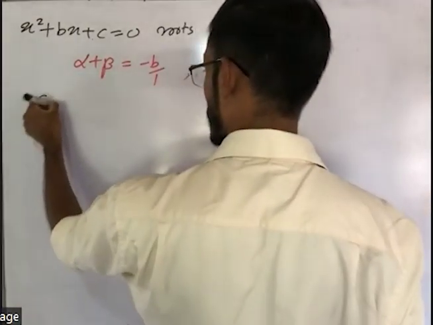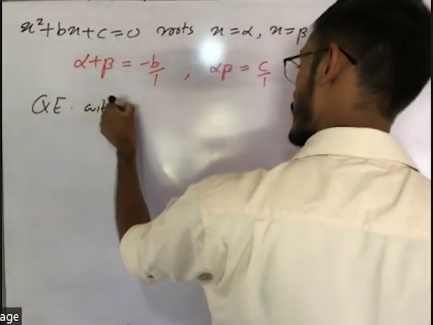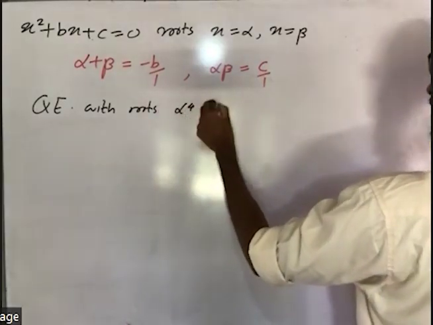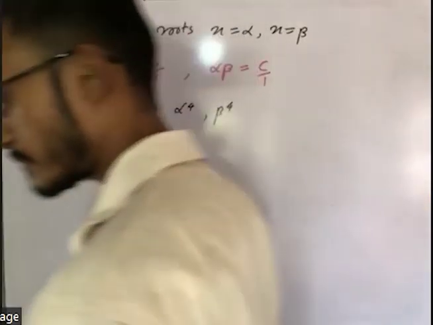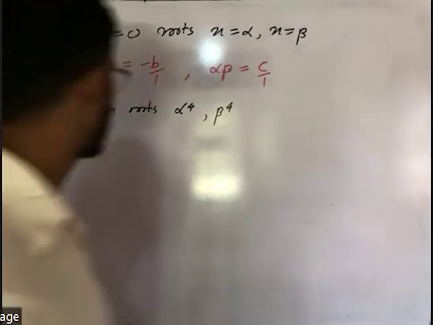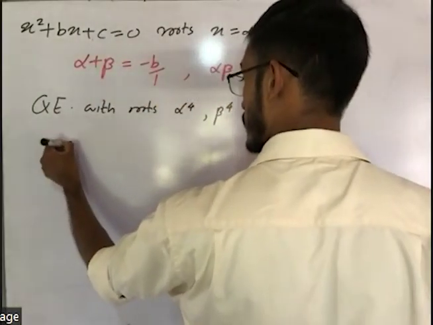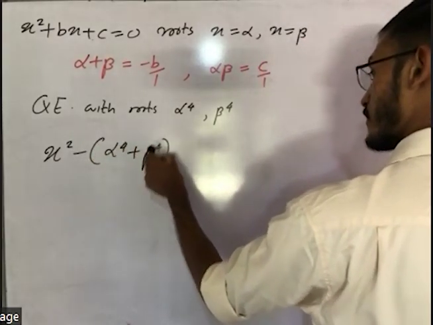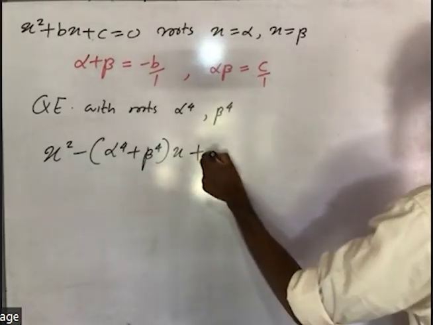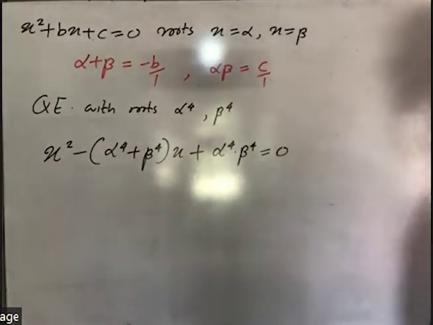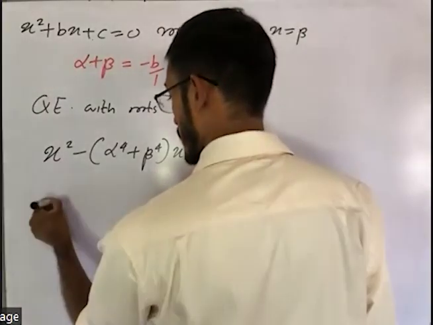Right. Now you know the method. We can derive the quadratic equation with roots alpha to the power 4, beta to the power 4. So we can write down x square minus the sum of roots, alpha to the power 4 plus beta to the power 4, into x plus the product of roots, alpha to the power 4 into beta to the power 4, equal to 0. Right. Now we can simplify this.